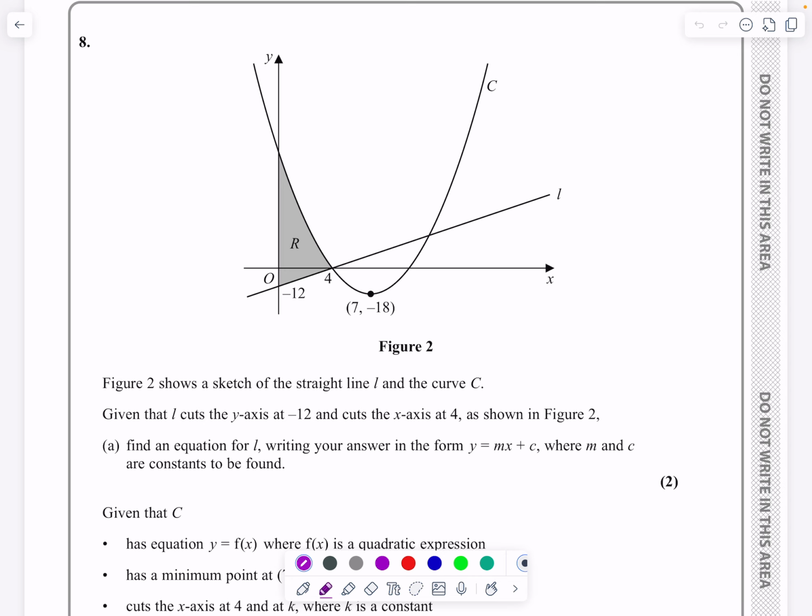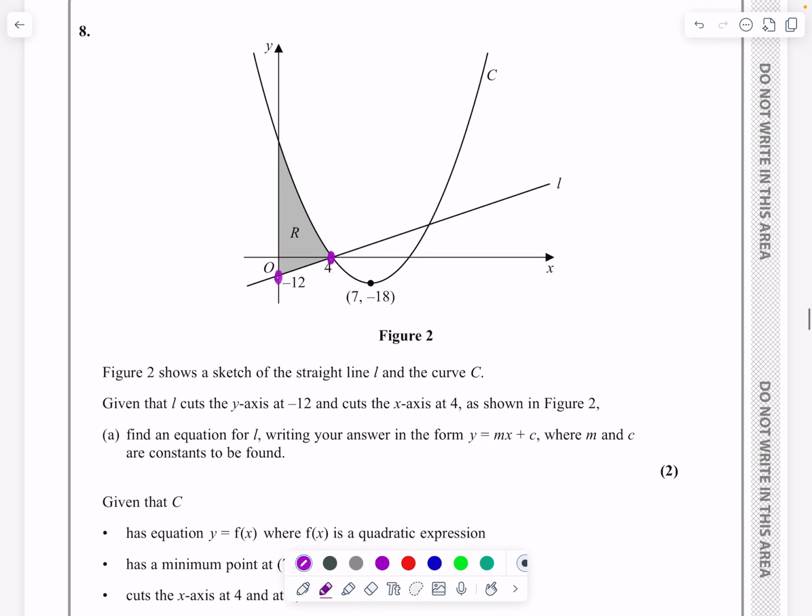Make a start. It shows us this quadratic that we've got here, and says we've also got the straight line L, and it says L cuts at -12 and at 4. Everything's on the diagram there. For part A, can we find the equation of L, writing it in the form y equals mx plus c? Well, the key for L is that we know those 2 points there. We know the point (4, 0), and we know the point (0, -12).